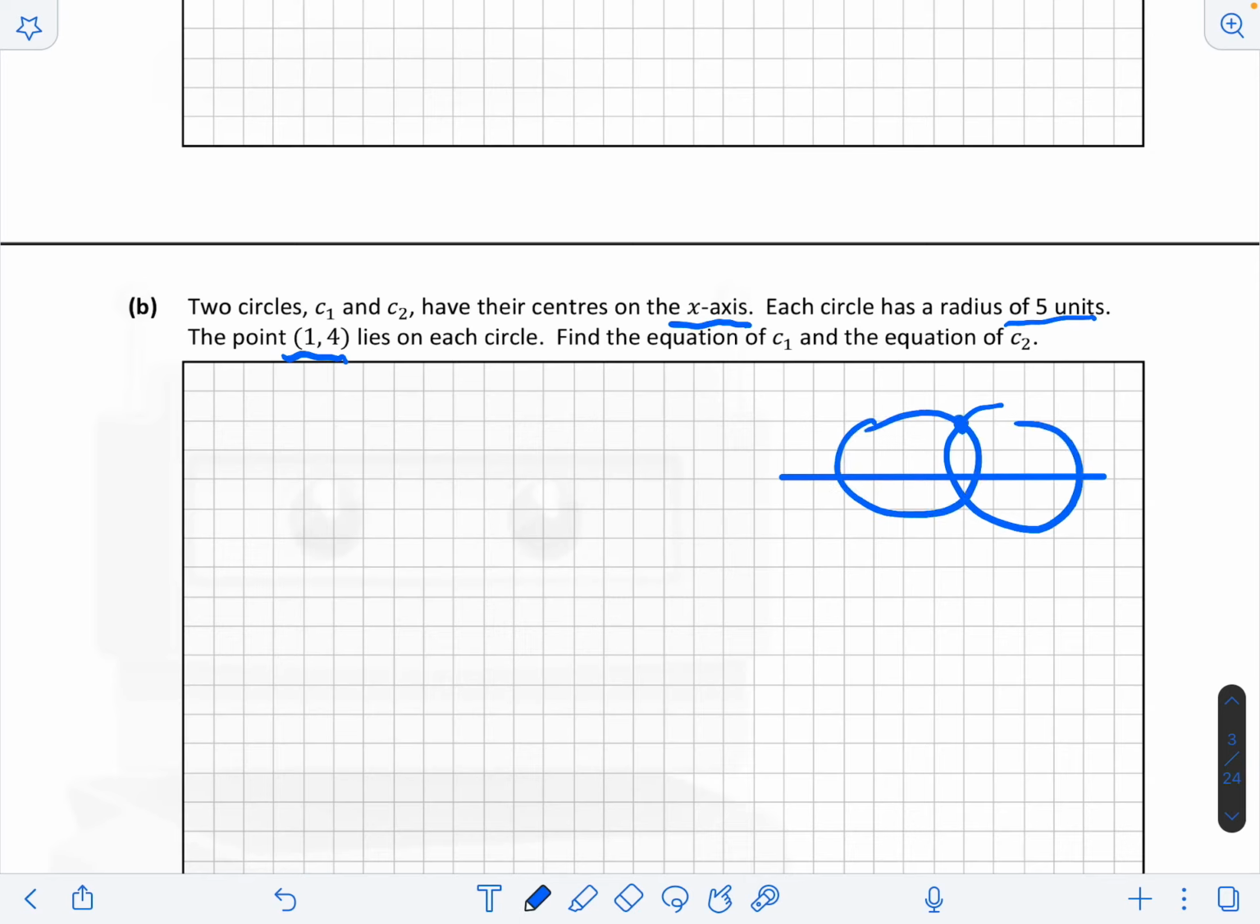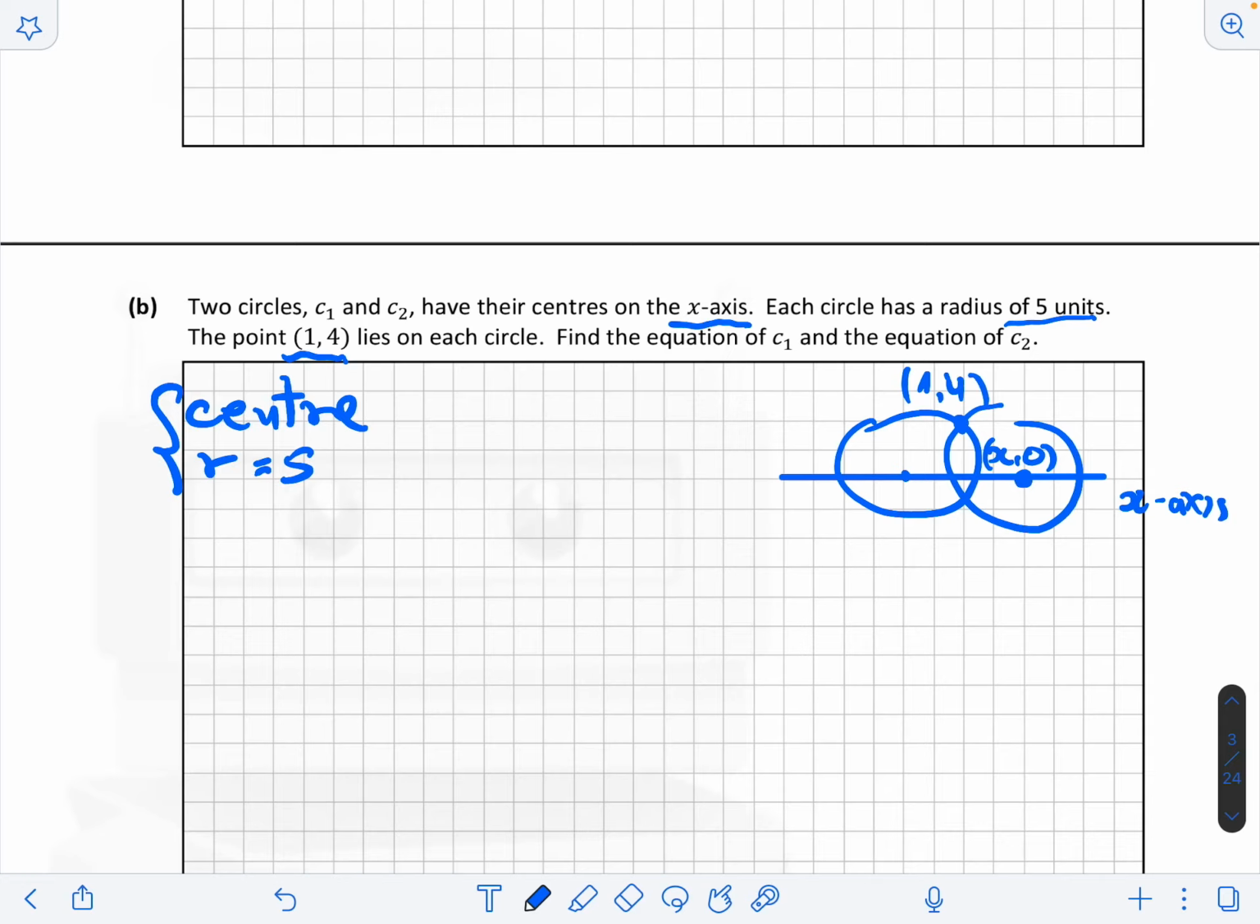So this is the x-axis, and the question is asking me to find the equation of the circles. To find an equation of a circle, I need to know the center and the radius. I know that the radius of this circle is 5, so all I have to do now is find the center. I'm going to look at one of these circles and call the center (x, 0), because it's on the x-axis. Now I have to figure out how to find this x.